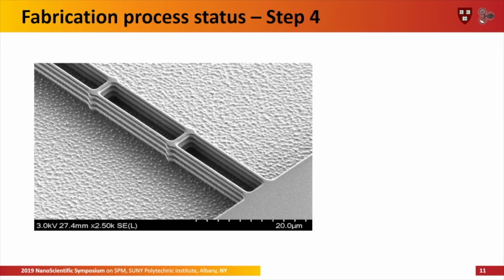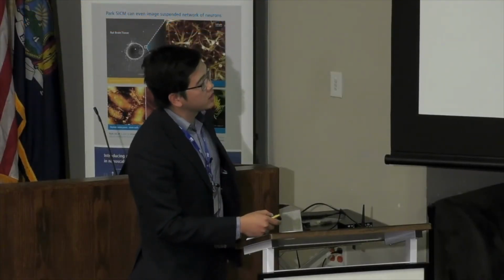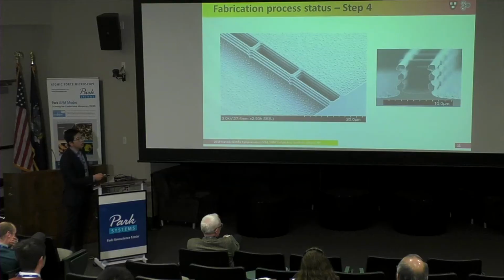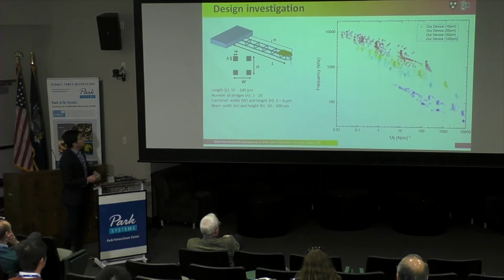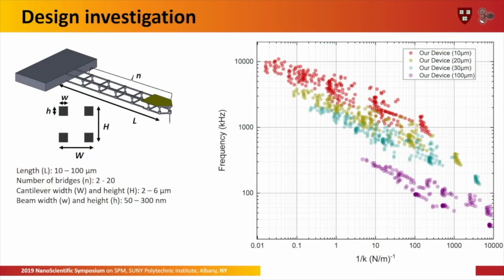So we're right now at step 4, where we have just etched and created the structures, and this is how it looks from a 3-dimensional view, and also a picture from the cross-sectional view. But today I'm not going to focus on the fabrication, but instead we'll go more into the design investigation and how these parameters play a role in getting the optimal design of this particular cantilever.